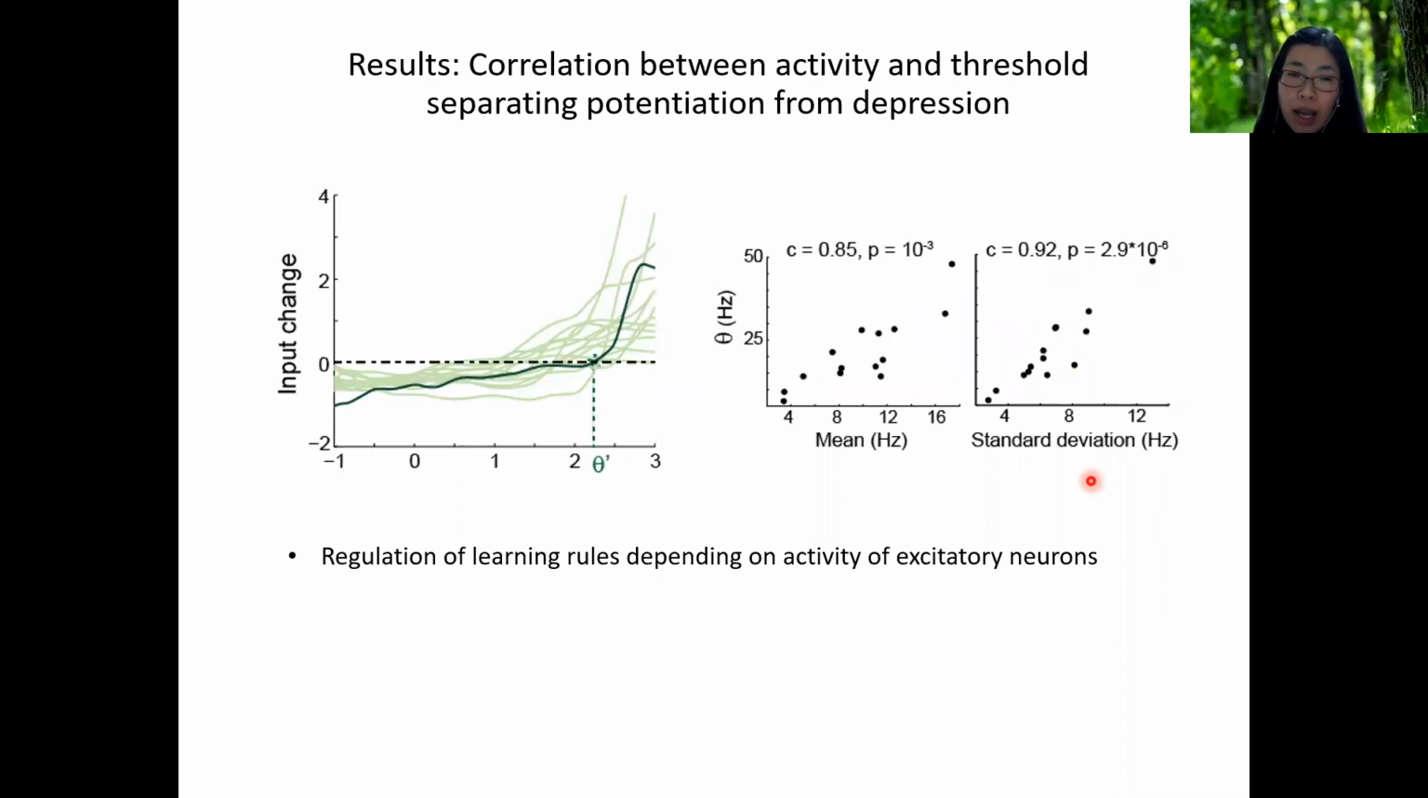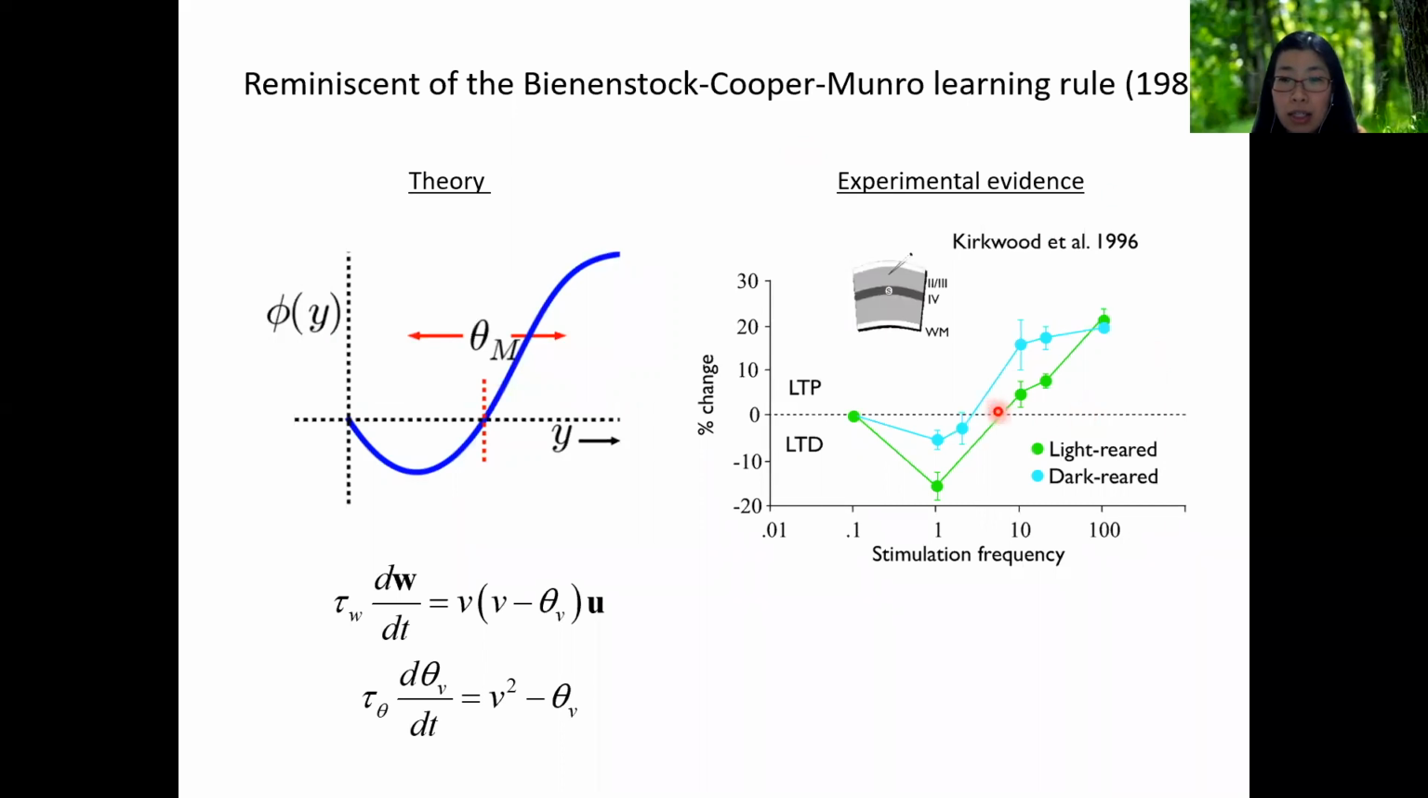We could also apply this to the individual neuron and found that there is a particular relationship of this threshold dependence on the over-firing activity, the mean or the standard deviation, which suggests that there is some regulation of the learning rule dependent on activity. This is reminiscent of the BCM rule suggested previously for the development of the early visual system, suggesting that the threshold for depression and potentiation is dynamically adjusted depending on the overall activity.